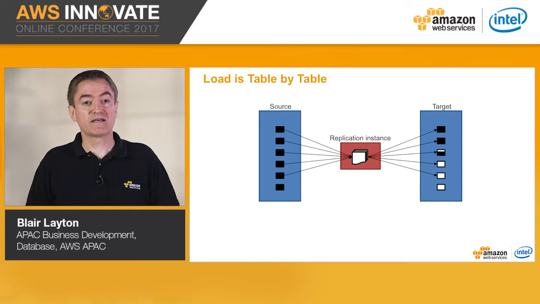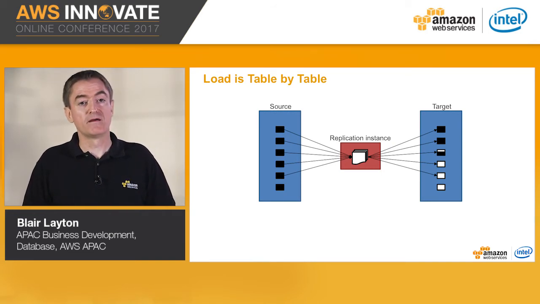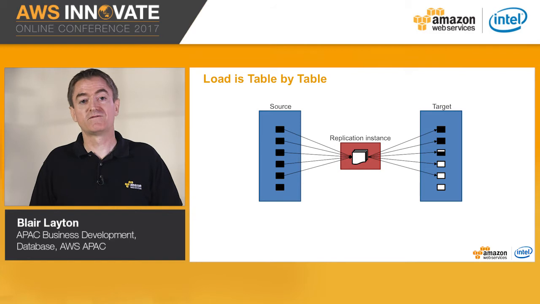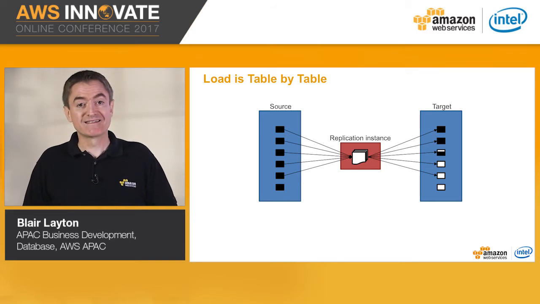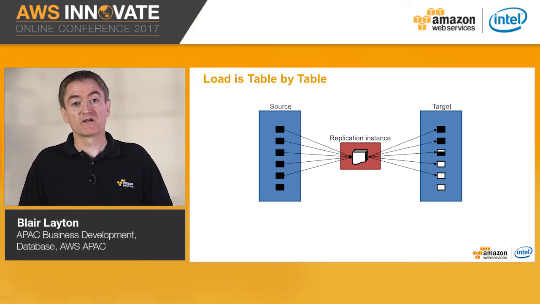DMS loads the data table by table. There is a default level of parallelism of 4 tables at a time, but it is customizable to fit your needs. For example, on a busy production system, you may only want to do 1 table at a time.